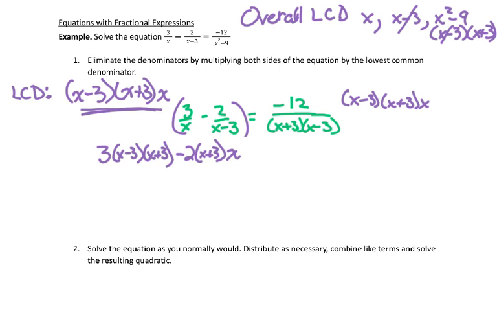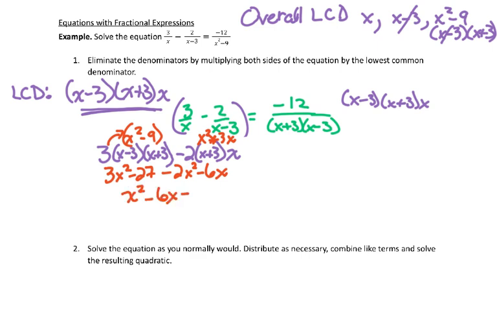I'm going to simplify. My x minus 3 and my x plus 3 will become x squared minus 9. And now if I multiply that by 3, I'll get 3x squared minus 27. And my x plus 3 and my x will give me x squared plus 3x. That's a plus sign. And if I multiply that by 2, I'll get minus 2x squared minus 6x. And if we combine like terms, we will get x squared minus 6x minus 27 for that whole left side right here.